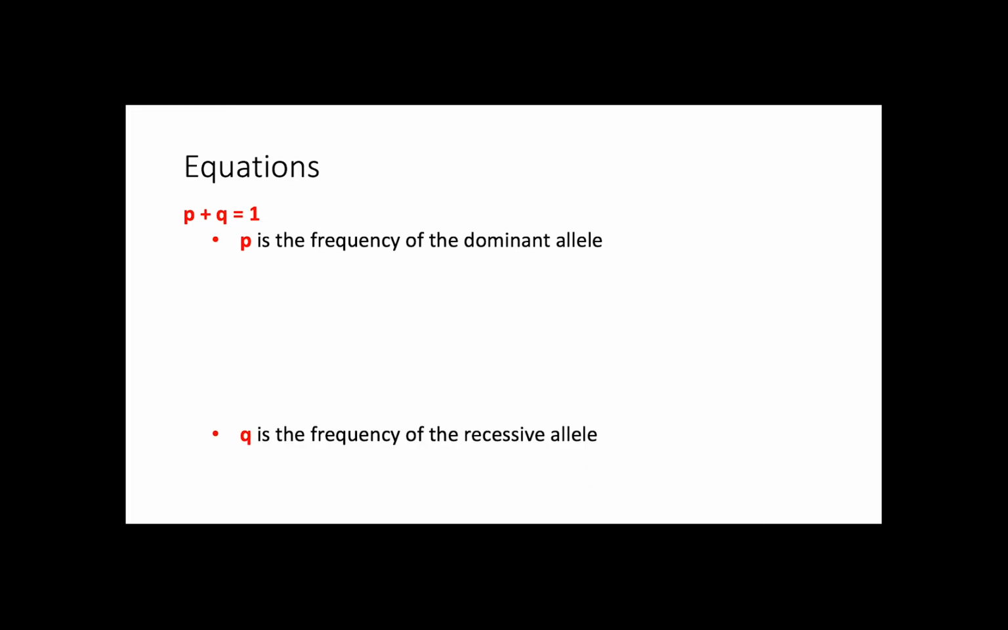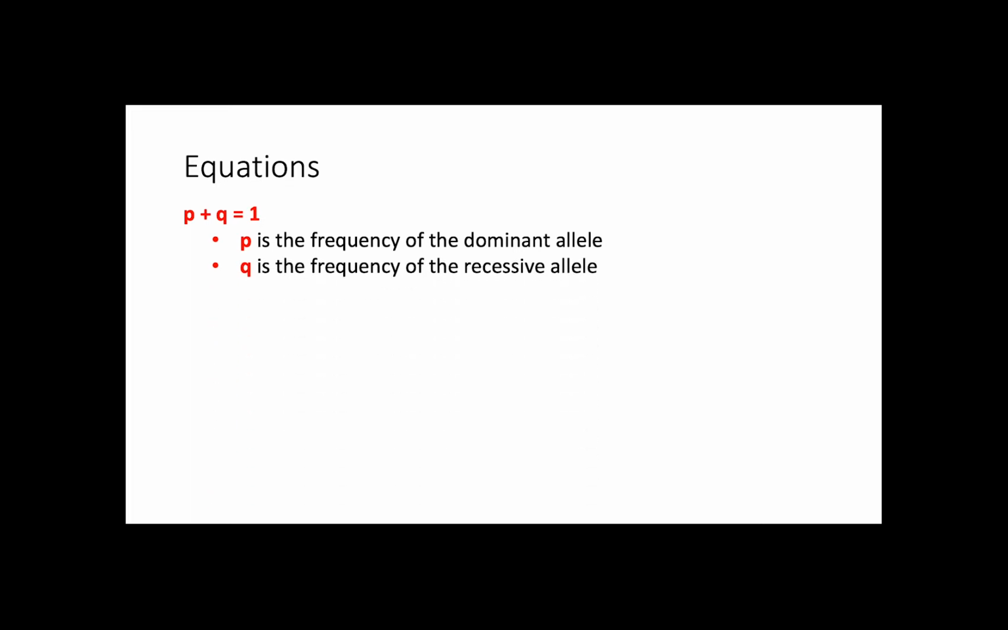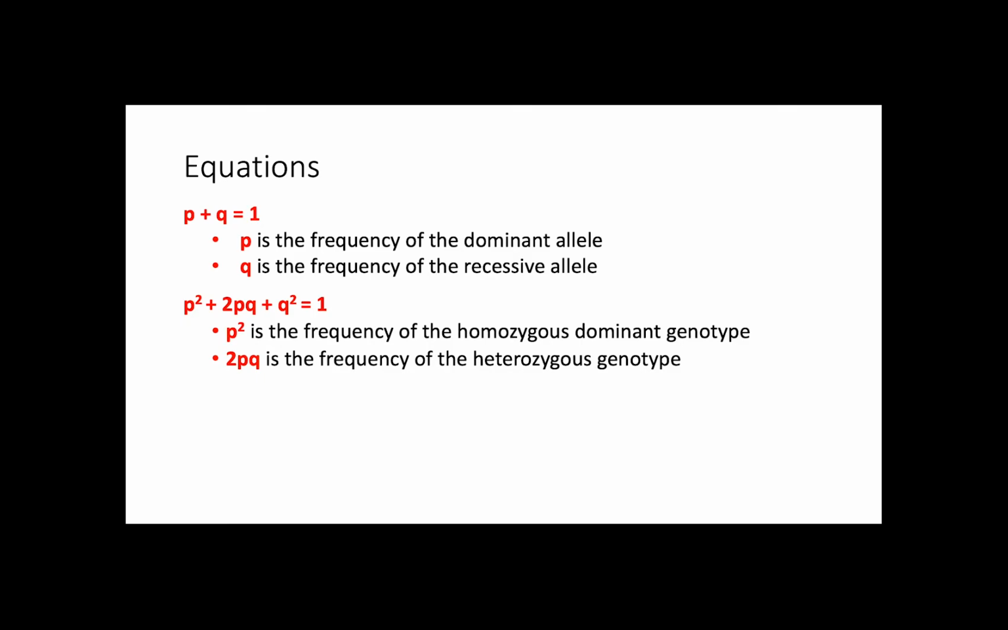There are two equations that go with Hardy-Weinberg equilibrium. The first equation is P plus Q equals 1, where P is the frequency of the dominant allele and Q is the frequency of the recessive allele. The second equation is P squared plus 2PQ plus Q squared equals 1, where P squared is the frequency of the homozygous dominant genotype, 2PQ is the frequency of the heterozygous genotype, and Q squared is the frequency of the homozygous recessive genotype. Let's walk through an example of a simple Hardy-Weinberg math problem.